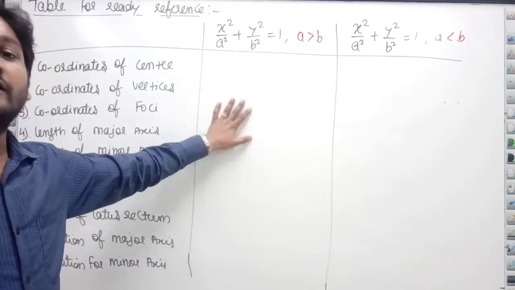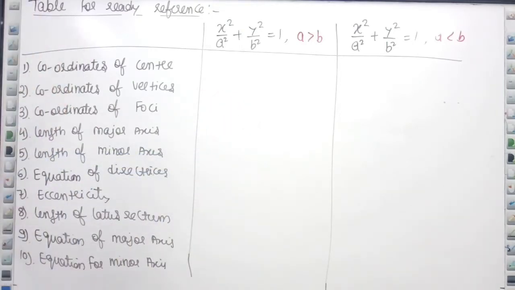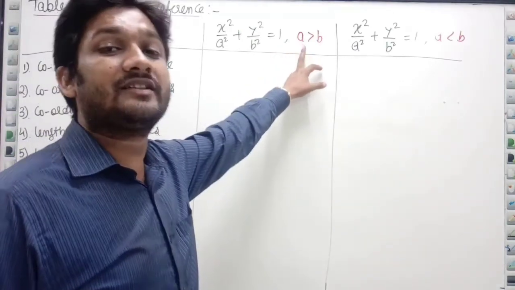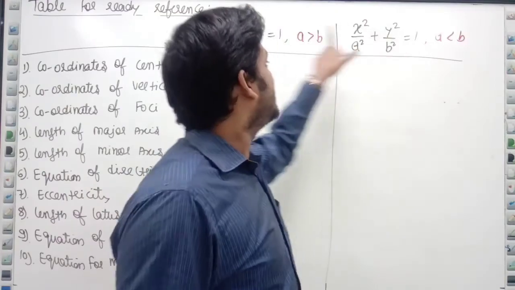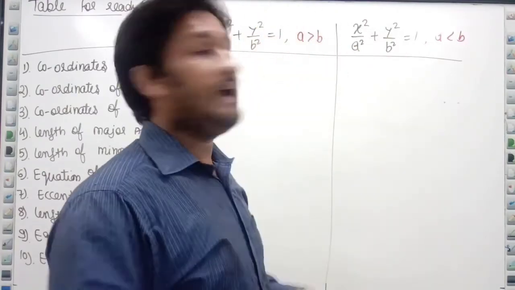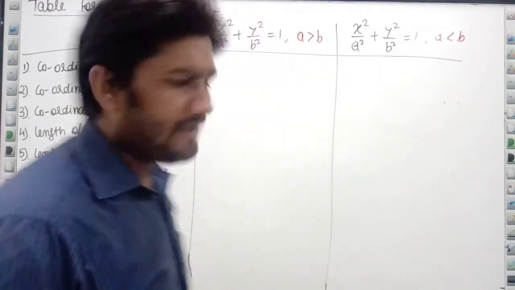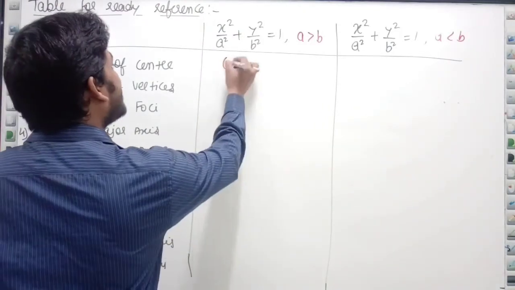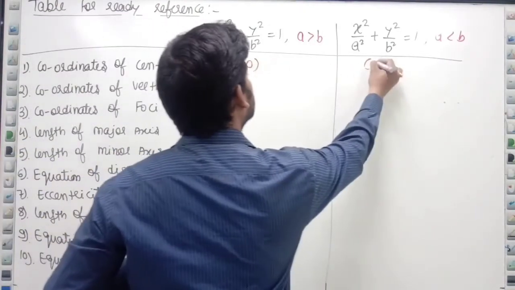Now we are writing the formula table, right? We have 10 terms that we are going to discuss for the ellipse. As I have already drawn the diagram for A greater than B and A less than B, this is the horizontal ellipse and this is the vertical ellipse. Now the first thing is coordinates of center. In both the cases, the coordinates of center is 0, 0.